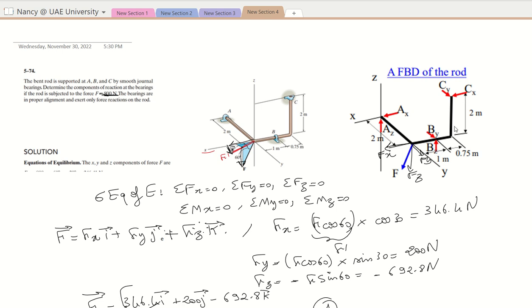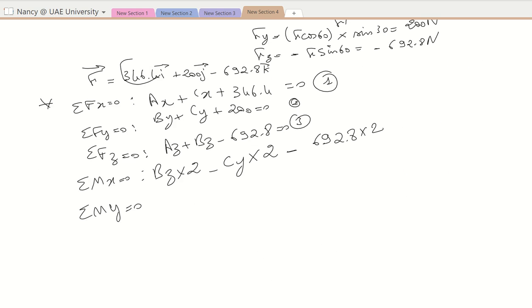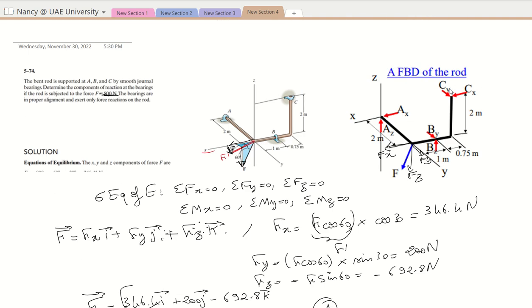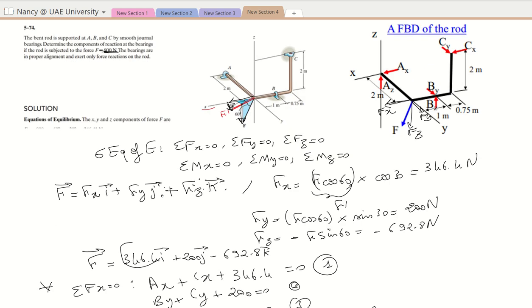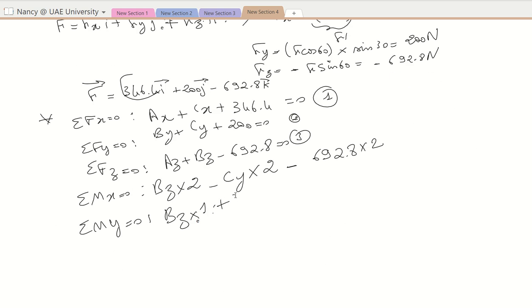If you apply the right-hand rule, you place your thumb along the positive y, you will get a positive moment for Bz, and the perpendicular distance between them is 1. So I have Bz times 1, and Cx. If I place my thumb along the y-axis, I will see a positive rotation for Cx and the perpendicular distance is 2. So here I have plus Cx times 2 is equal to 0.